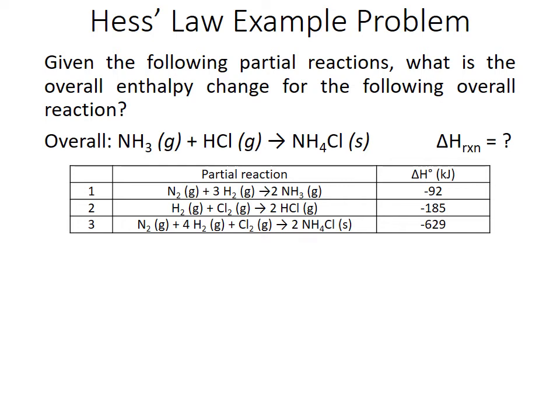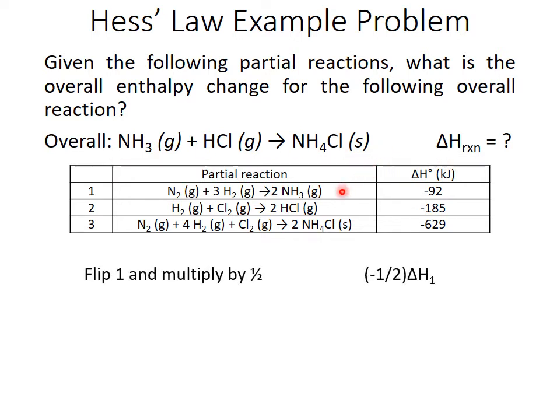Hi Chem 111 students. I wanted to give you guys an example of a particularly challenging Hess's law problem, and this one's great because it shows that sometimes you have to do multiple transformations to a partial equation before it matches what you need. So given the following partial reactions, 1, 2, and 3, we're going to try and get to this overall reaction so we can calculate its heat of reaction.